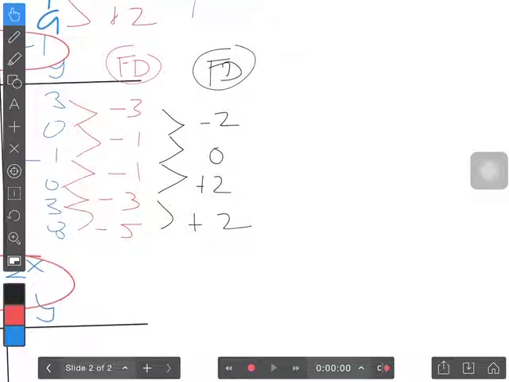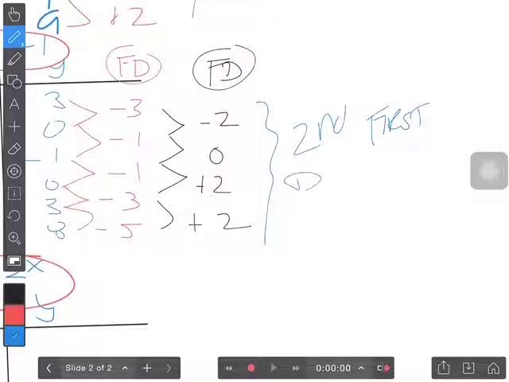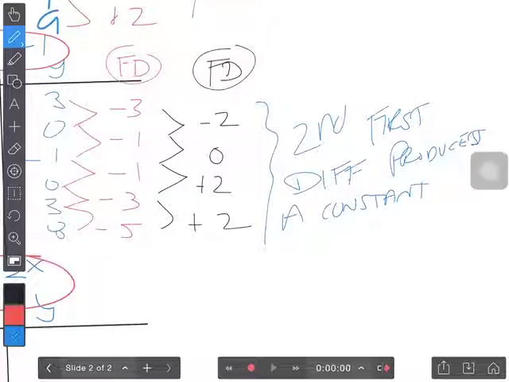So we can see that we have quadratic because that second first difference produces a constant rate. So we see we're going to have plus 2's on this side, and up here, if we go the other direction, we get negative 2's.